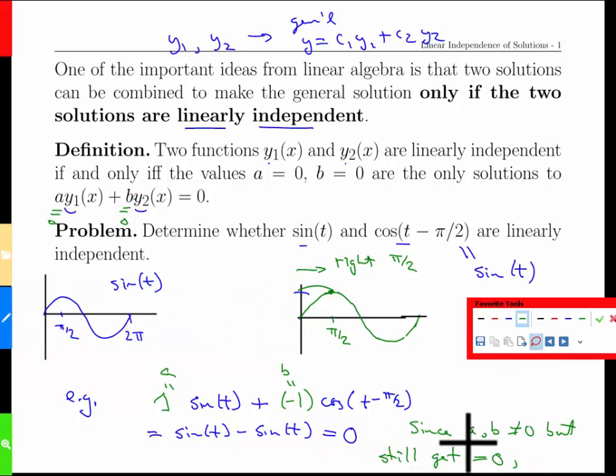So I'm just going to move this over. There we go. Sine t and cos of t minus pi over 2 are not linearly independent. And most functions that we're going to see that look different are going to be linearly independent. For example, sine and cos of t, same thing with no shifting, would actually turn out to be linearly independent.